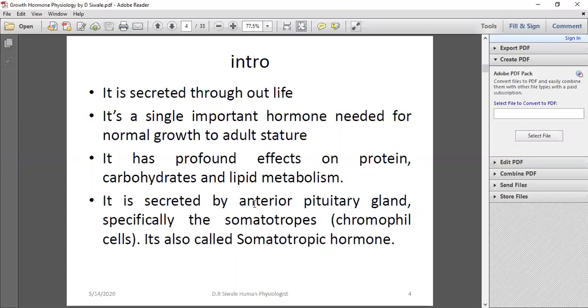Okay, so this hormone is secreted by the anterior pituitary gland. To be specific, it's not enough just to say the anterior pituitary gland. We have to say the specific cells that secrete the growth hormone. It's the somatotropes. That's why growth hormone is also called somatotropic hormone, because it's secreted by the cells of the anterior pituitary gland which are called somatotropes.